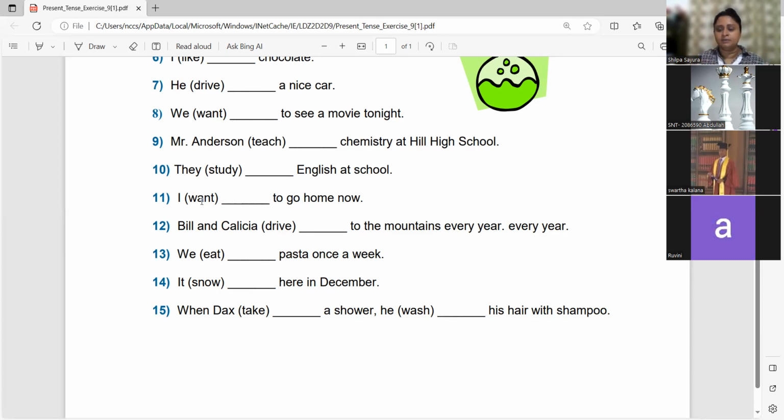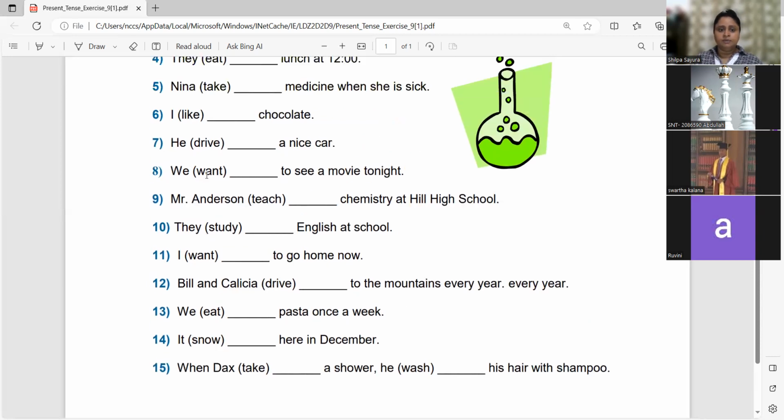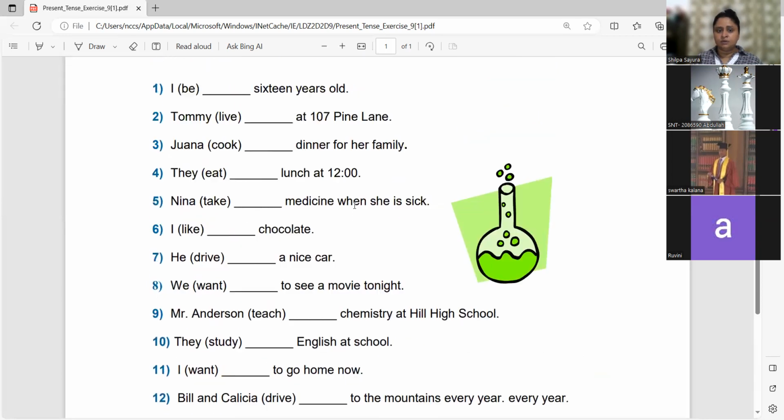For the things we like, with words like like, want, need, we don't add ing. You don't say I am wanting to go home now. You don't say I am needing to go to the toilet now. I need to go to the toilet now. You don't say I am liking an ice cream. These are generally things we like. I like an ice cream. And love: I love you, not I am loving you. Okay, so these are important things. And here we want to see a movie tonight. So you see signal words all the time.